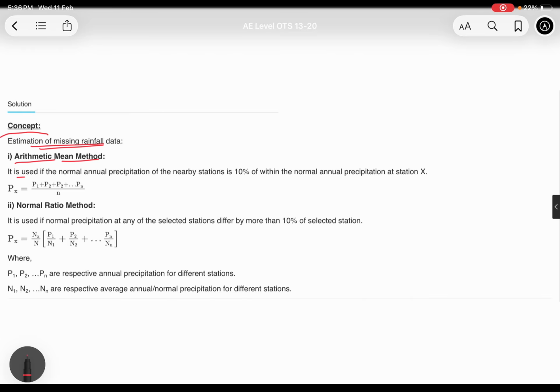Arithmetic mean method. It is used if the normal annual precipitation of nearby stations is within 10% of the normal annual precipitation at station X. Px is equal to (P1 plus P2 plus P3 plus Pn) divided by n.